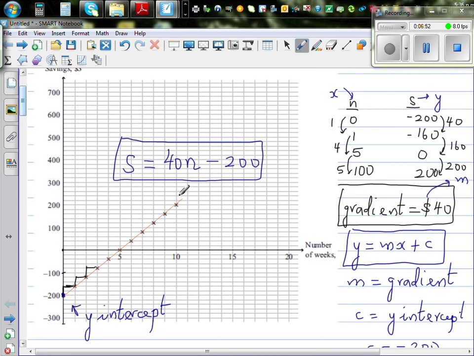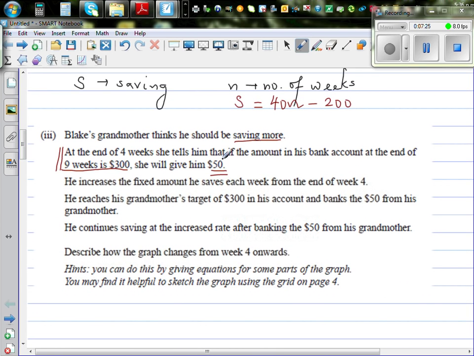If you look at the graph, in the 9th week, if he continues in this pattern, he is not going to have $300. In the 10th week, we know he has a saving of 200. So if he went without any change, in the 9th week he would have got $40 less, so he would have only $160. Now he has to change the plan because if he wants to get this $50, he has to save more. He increases the fixed amount, the $40 that he was saving each week, from the end of week 4.